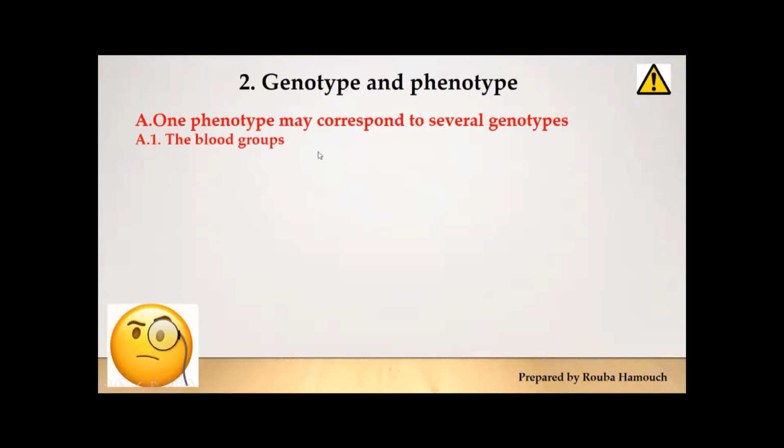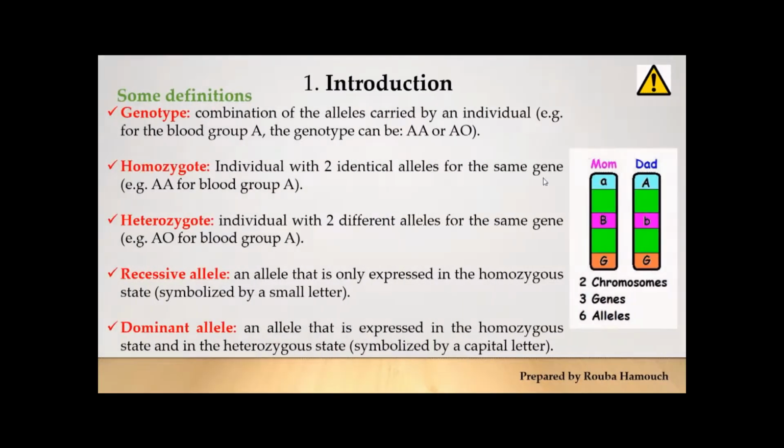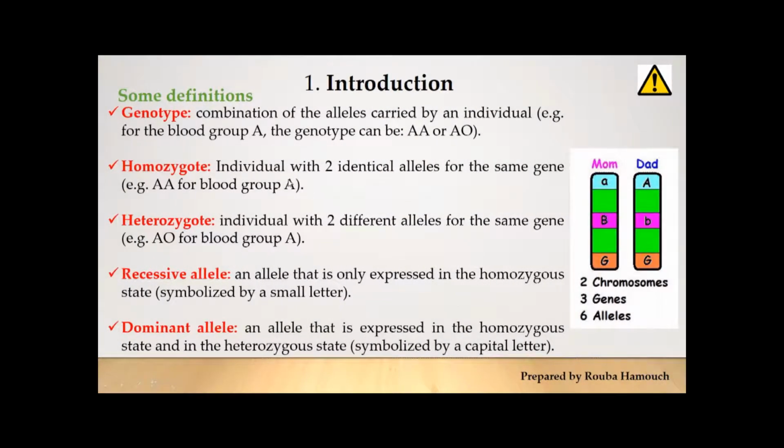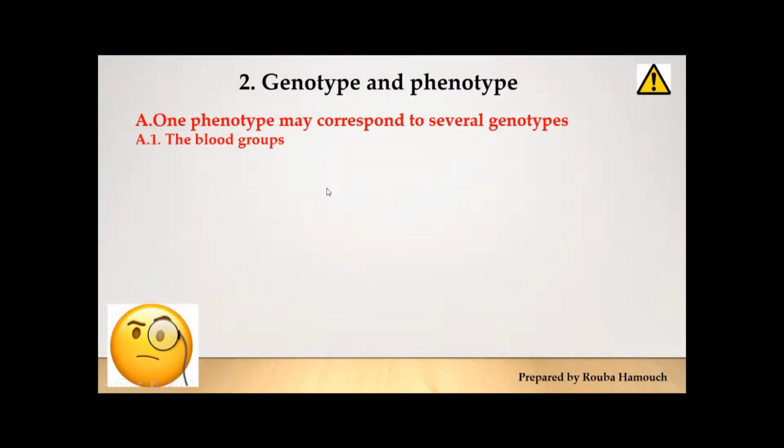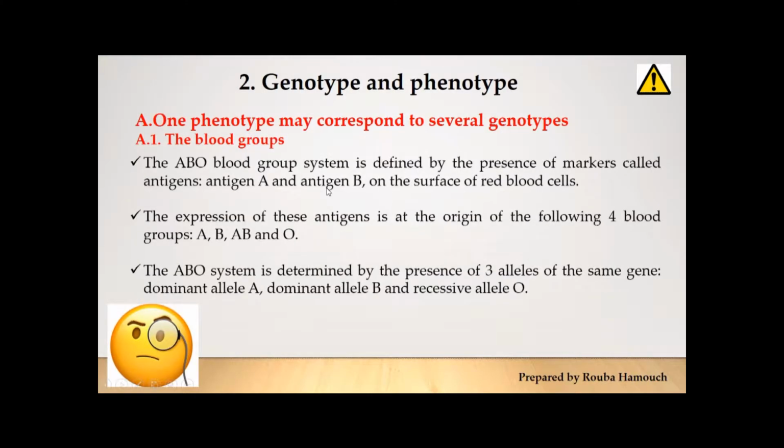Now, one phenotype may correspond to several genotypes, as we have seen previously. Blood group A, which is the phenotype, corresponds to several genotypes. For example, the genotype AA, which is different from AO, these two different genotypes give the same phenotype, which is group A. So how can we explain this fact?